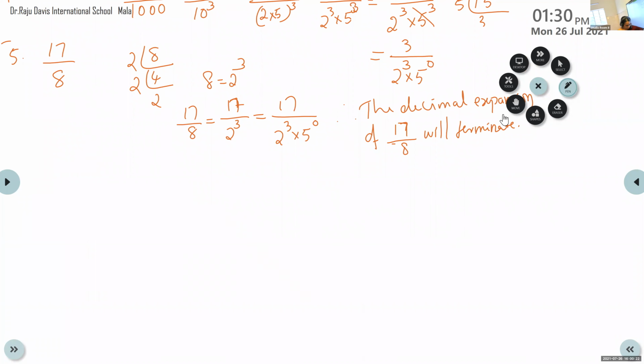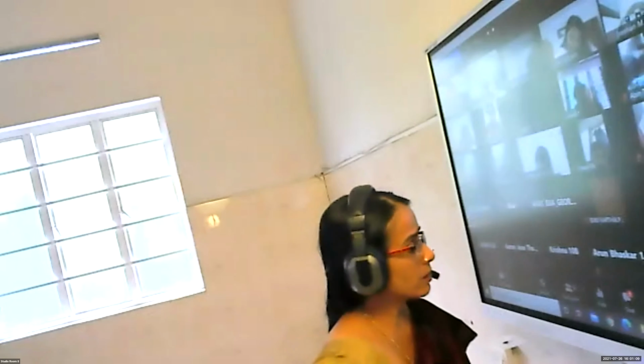Okay, so write the theorem. Proof only. Write from your textbook, page 16, theorem 1.6. Let x equal to p by q be a rational number such that the prime factorization of q is of the form 2 raised to n into 5 raised to m, where m and n are non-negative integers. Then x has a decimal expansion which terminates. Write the theorem 1.6, page 16.